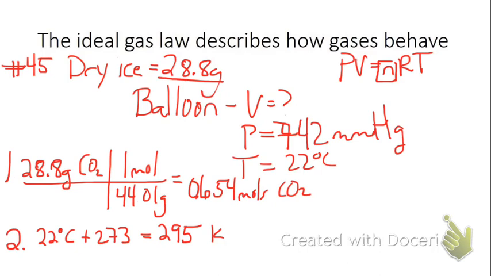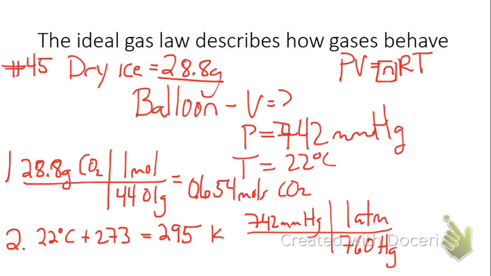Then we're going to have to turn our 742 millimeters mercury into atmospheres. To do that, we divide by the conversion factor, which is 760 millimeters mercury per 1 atmosphere. When we do that, we get 0.976 atmospheres. So when we finish with this, we are now ready to solve the problem. But we cannot solve the problem until we do all these conversions first. If you're doing PV equals nRT, you have to have moles, Kelvin, atmospheres, and liters to solve for this problem.